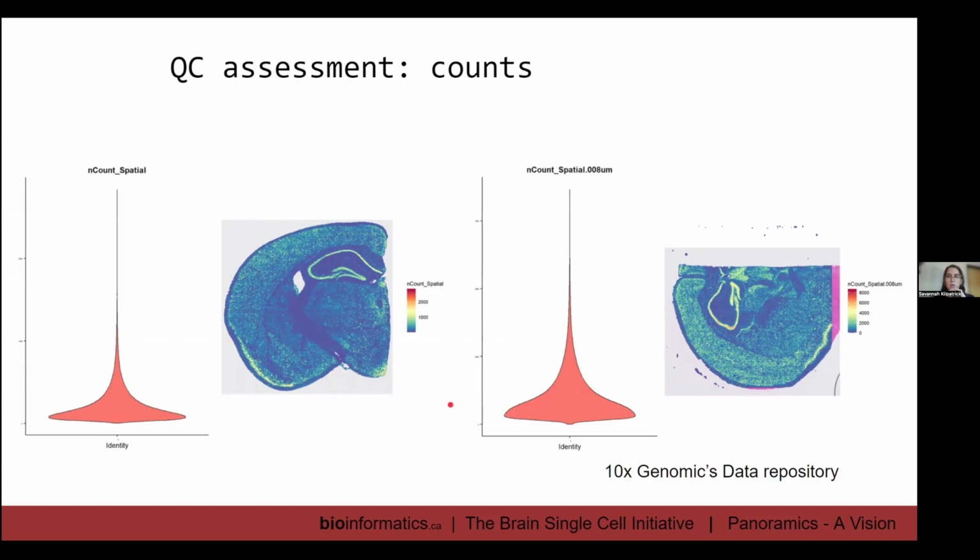And while I wouldn't want to directly compare these data sets necessarily, I think it's interesting to see how different counts are presented in different tissue types, and how the processing, as Melanie touched on earlier, can highly influence the quality or different aspects of your tissue.